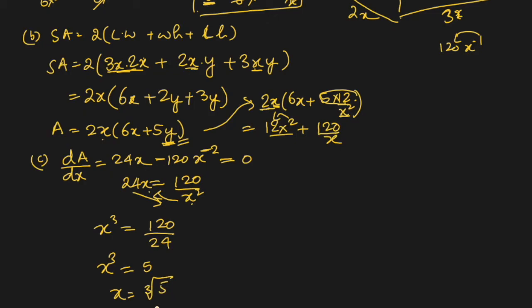This is one dimension. If we want, we can convert it to decimal later, but first let's find y. Y was 12 over x square, so 12 over cube root 5 square.